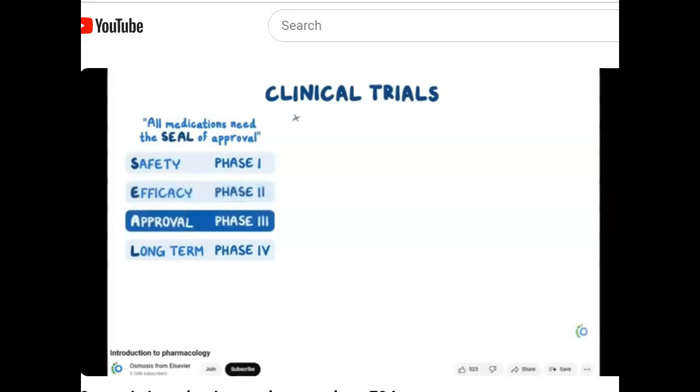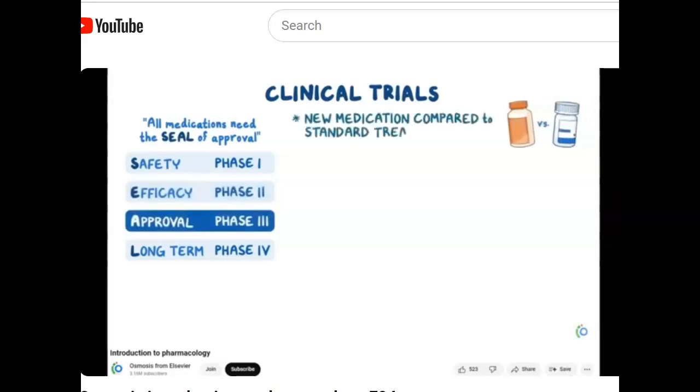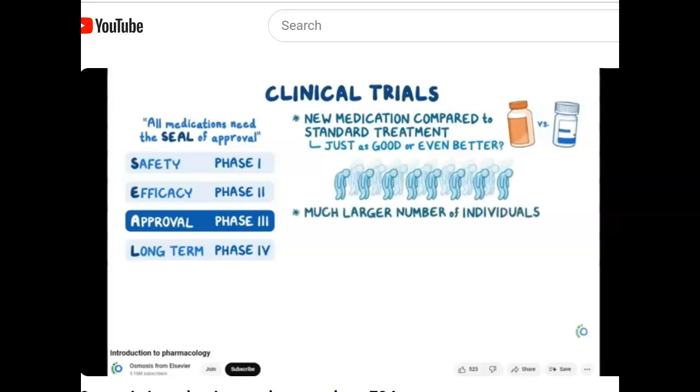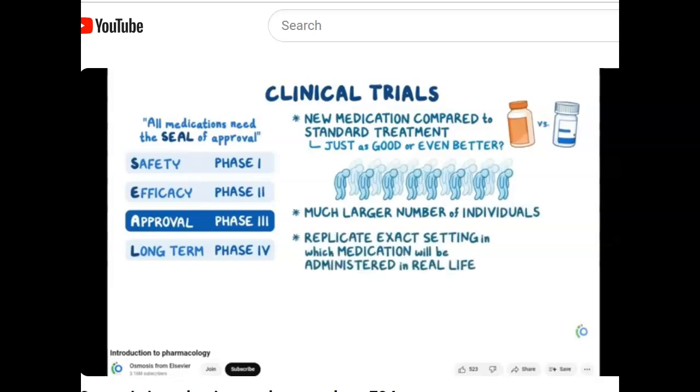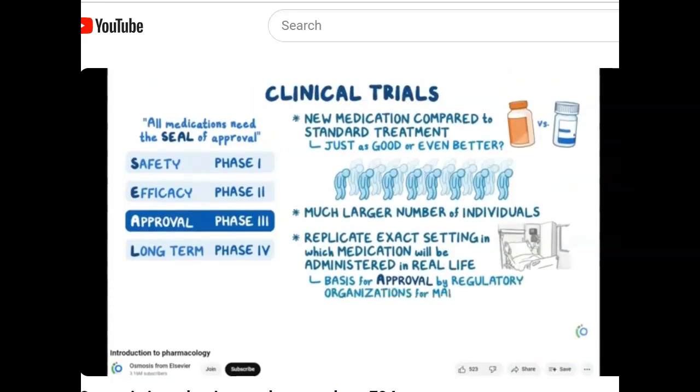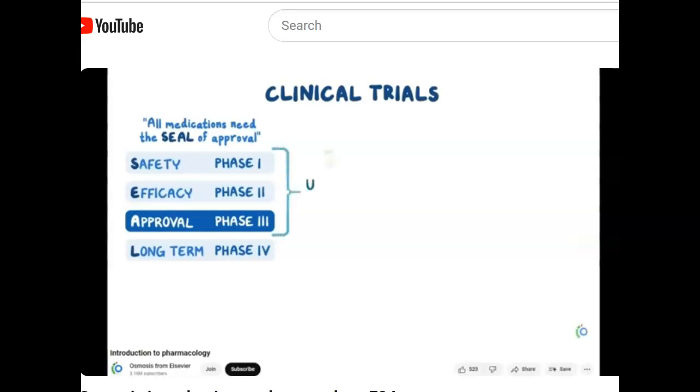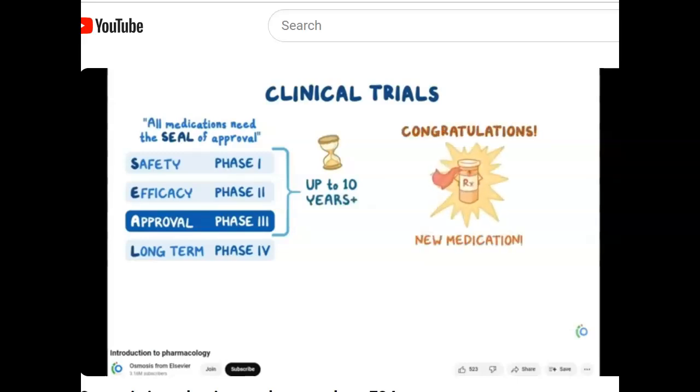In Phase 3 trials, the new medication is compared to the standard treatment to find out if it's actually just as good as or even better than the existing one. Phase 3 trials generally involve a much larger number of individuals and aim to replicate the exact setting in which the medication will be administered in real life, which will then be used as the basis for approval by regulatory organizations for the market. The whole process can take up to 10 years or more, depending on the compound. But if all this goes well, congratulations, we've got a new medication.